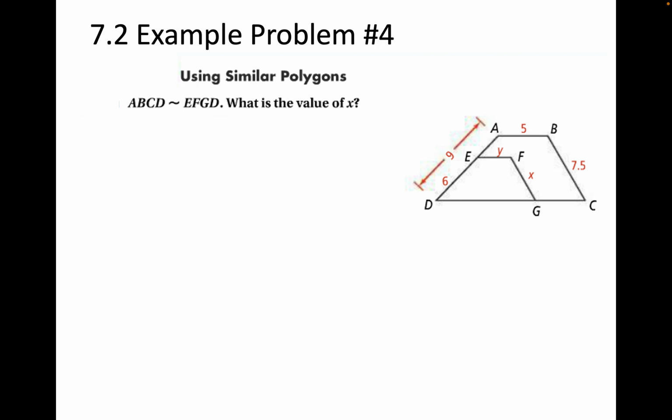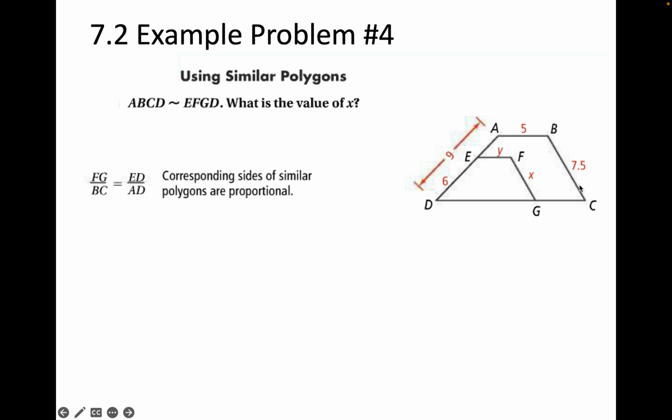This next problem tells us once again that these particular shapes are similar, that quadrilateral ABCD is similar to quadrilateral EFGD. And then it's asking us, what is the value of x? All right, so to solve that, we need to show that corresponding sides of similar polygons are proportional. And so I can see that FG is x, that's what I want, and BC, which is 7.5, that's the same corresponding side of the bigger one.